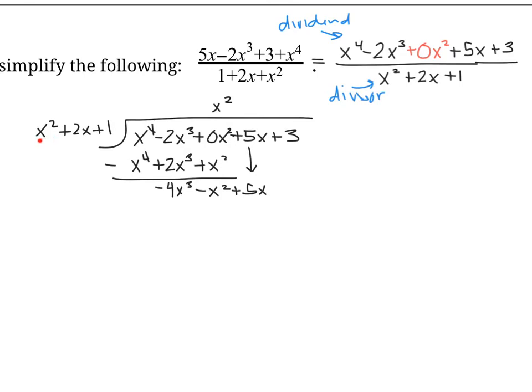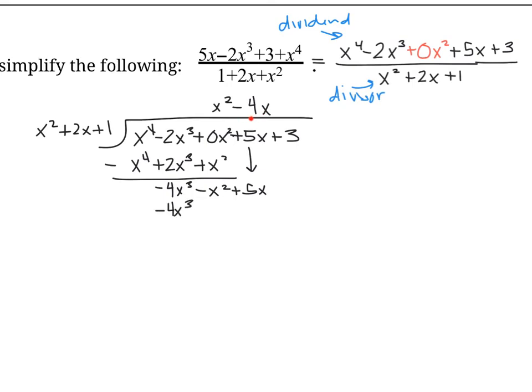So now let's ask ourselves, how many times does x squared go into negative 4x to the power of 3? Or what's negative 4x to the power of 3 divided by x squared? That's going to be negative 4x. And maybe we made a mistake, but we can always check that mistake by multiplying it out. We better get that term again. So negative 4x times x squared, that's going to give us negative 4x to the power of 3.